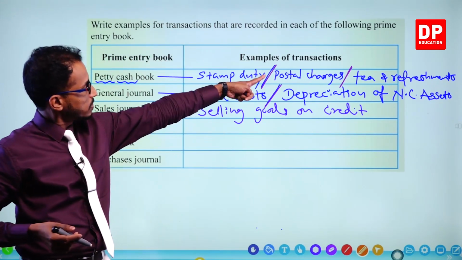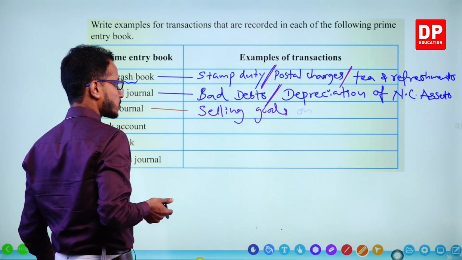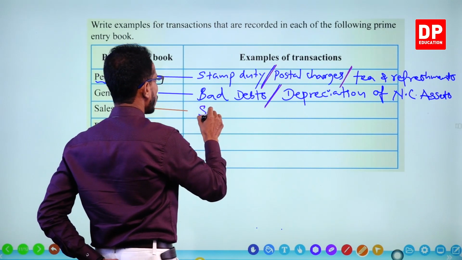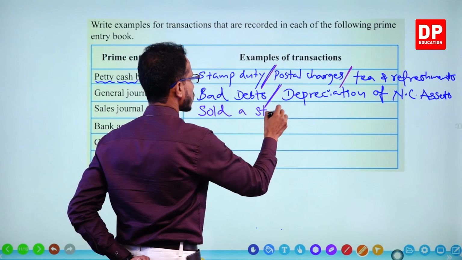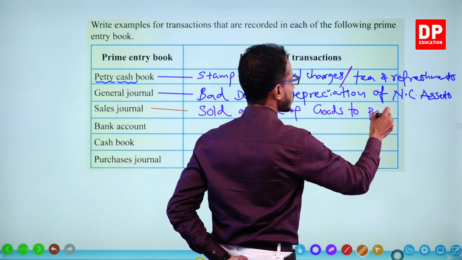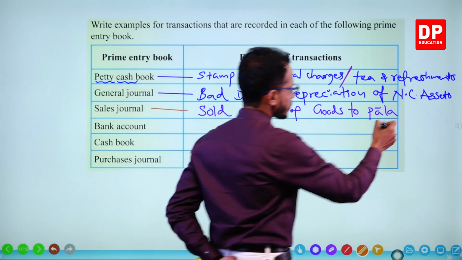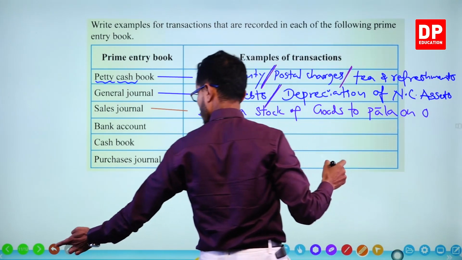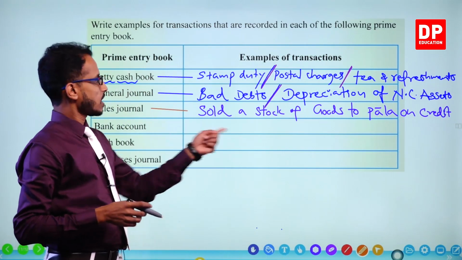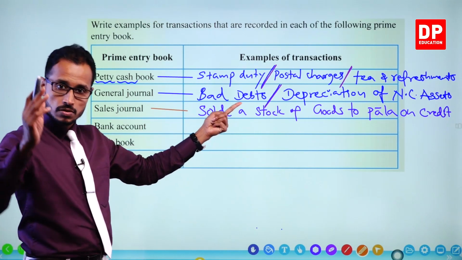Okay. Example transaction we have to mention. We can't just say selling goods on credit. We have to mention a specific transaction as if it has happened. Sold a stock of goods to Parlor. The customer is Parlor, on credit. There you go. That is an example transaction which should be recorded in the sales journal.